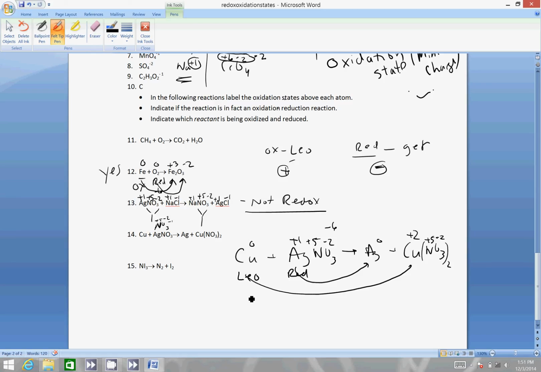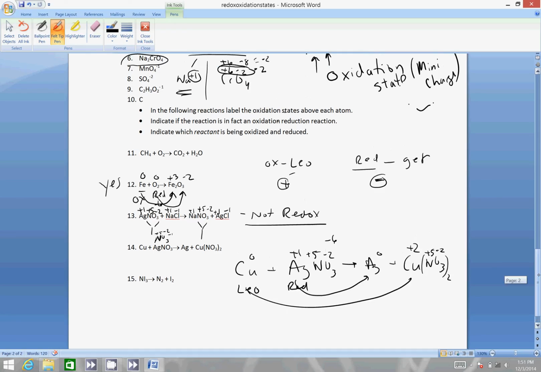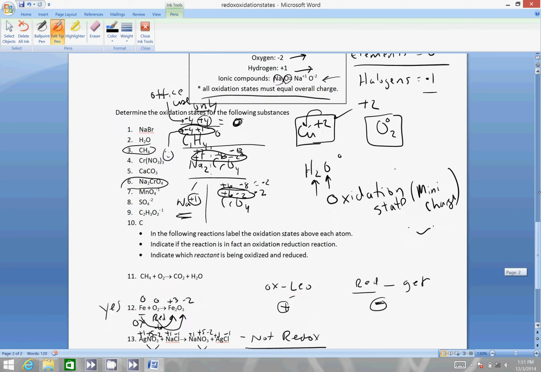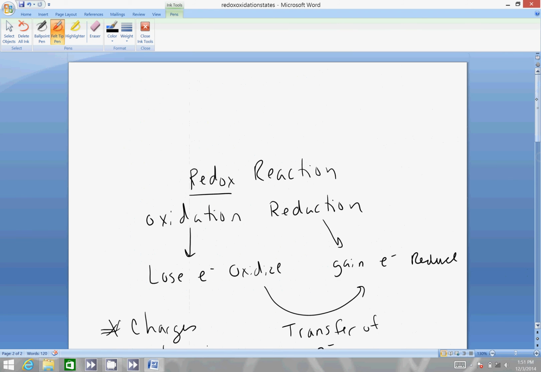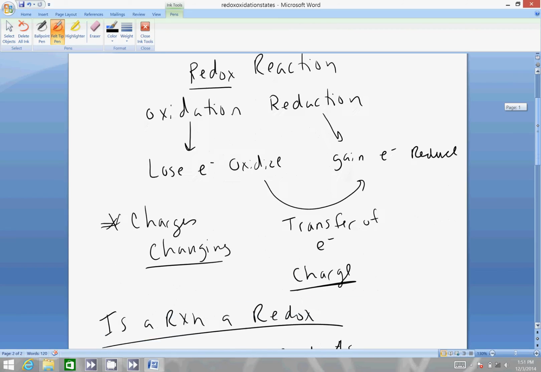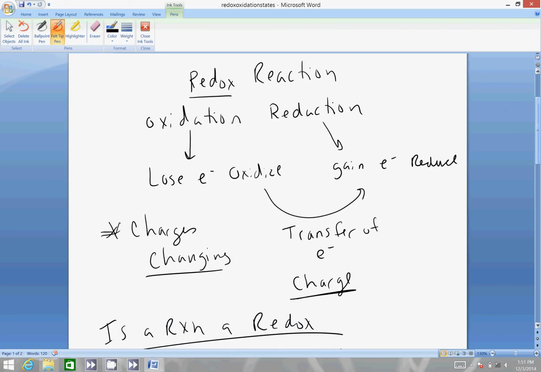Alright, and other examples there for you to try. And the big question here is, is a reaction a redox reaction? And that is our big objective here. And once you have that, the question is who's being oxidized, who's being reduced?